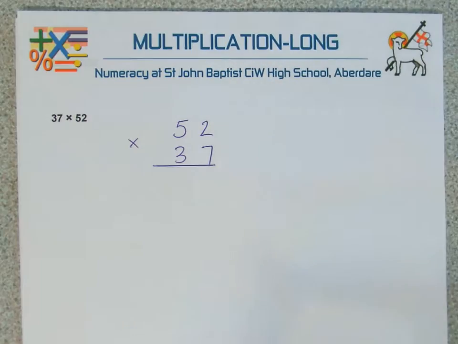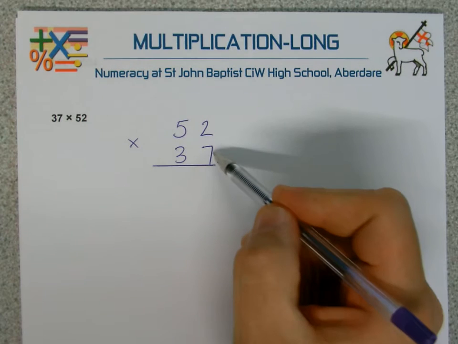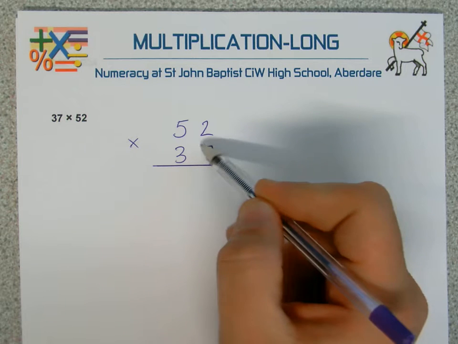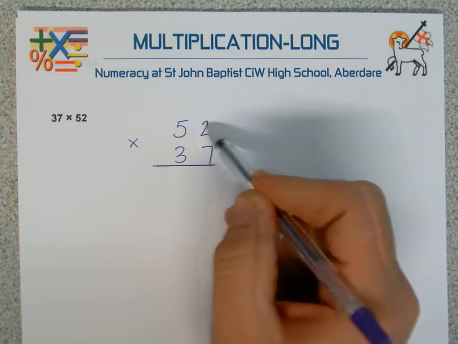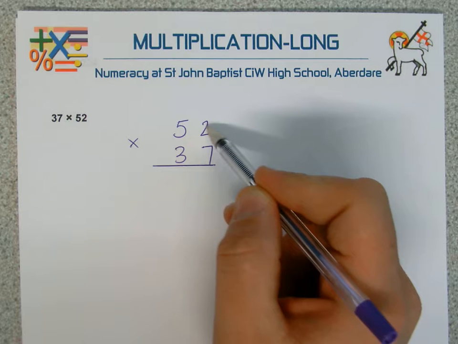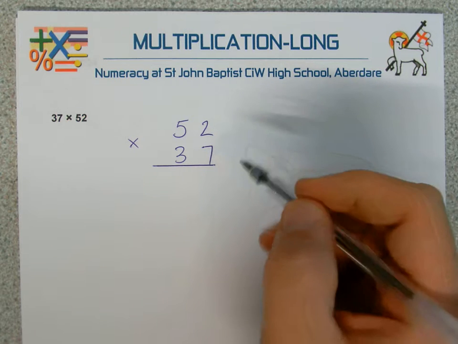So with multiplying, we'll have one line there for multiplication, and the first thing we do is we focus on this 7. Don't worry about the 3, we'll just focus on the 7, and we're going to multiply everything on the top here by the 7. So we'll start off on the right hand side always. We'll start off with the 2 here, and we'll do 2 times 7. Now 2 times 7 is 14.